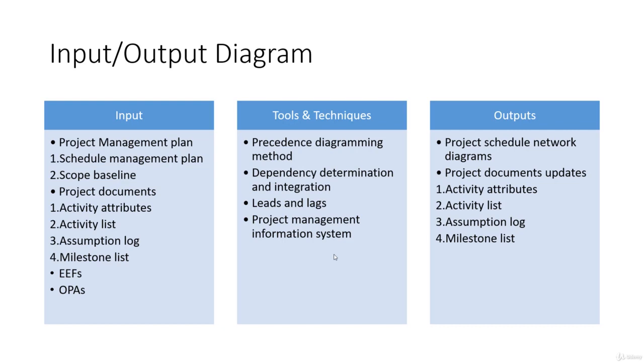For techniques, along with these two, PDM and dependency determination, we have leads and lags. So let's look at leads and lags. Leads basically refers to the time frame which an event or activity need before something else can happen. So it's like a dependency. For example, I was talking about construction. When you build something like a building, you have to construct something and leave it for a specified time before you can build something over it, like a floor or something.